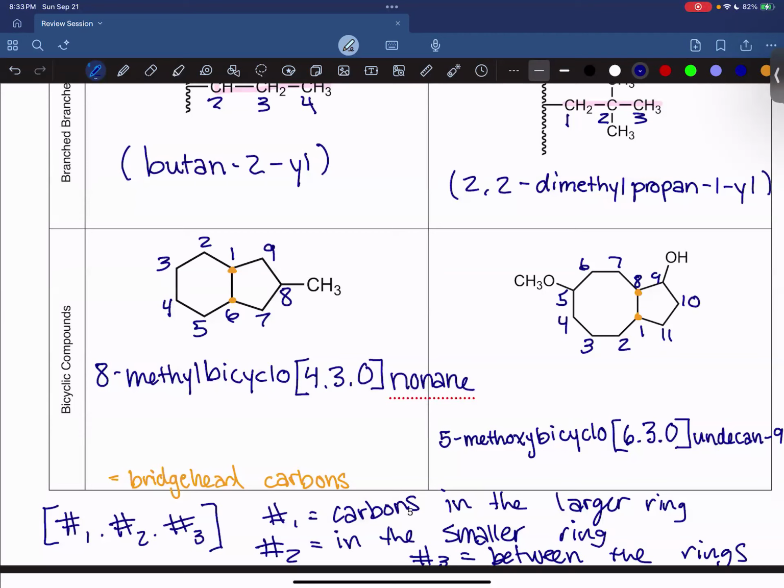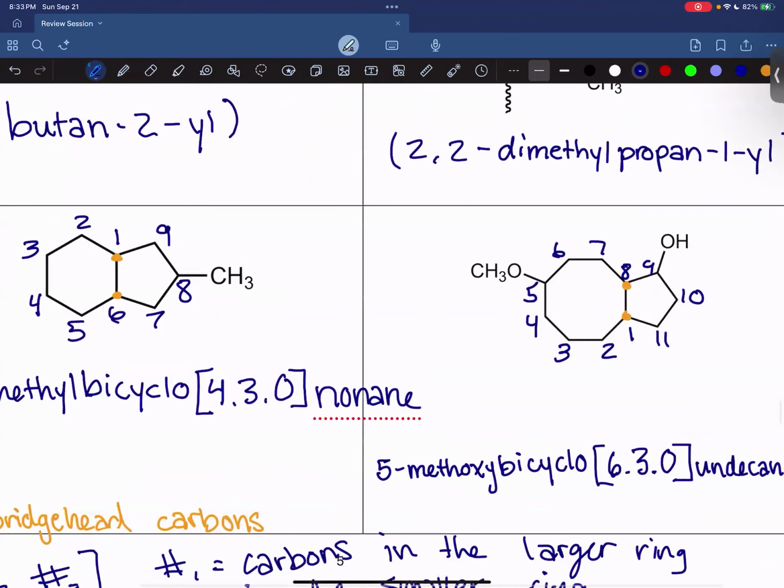Not for the bracketed numbers. You're going to count it for your parent name just like normal, but for the bracketed, no. What's up? Could you say it just a little bit louder? No, all good.